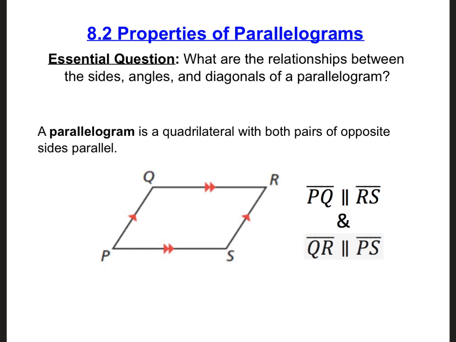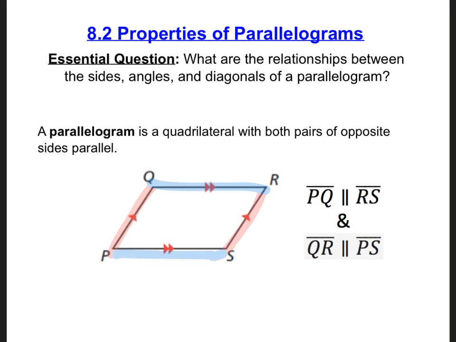A parallelogram is a quadrilateral, which means it has four sides, with both pairs of opposite sides parallel. So that just means that these two sides run in the same direction. They never actually cross each other. And then these two sides never cross each other.